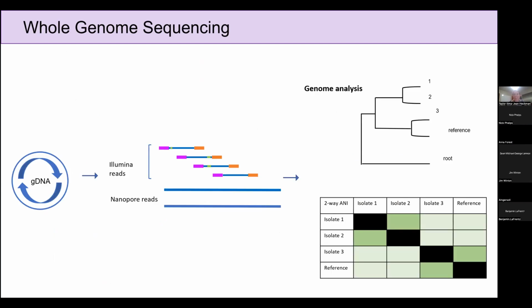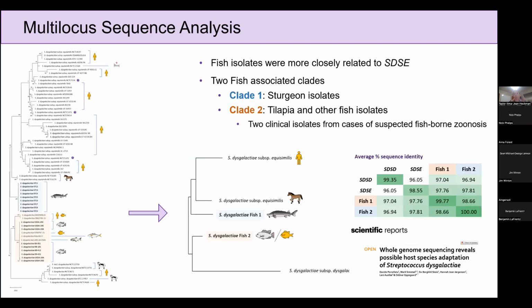Obviously then we need whole genome analysis to get a more comprehensive picture of what these isolates are doing in relationship to each other. So we used a hybrid assembly approach to do both a core genome based phylogeny and a comparison of average nucleotide identity between a representative isolate of the sturgeon clade, a representative isolate that was already available from fish clade 2, and then a number of reference genomes available for the 2 established terrestrial subspecies.